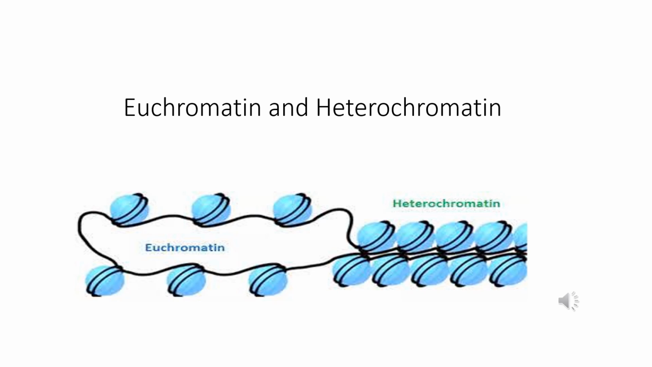Euchromatin is the part of the chromosome which is less condensed, appears lighter under the microscope, and is transcriptionally active, whereas heterochromatin is also a part of the chromosome which is more condensed, appears dark under the microscope, and is transcriptionally inactive.